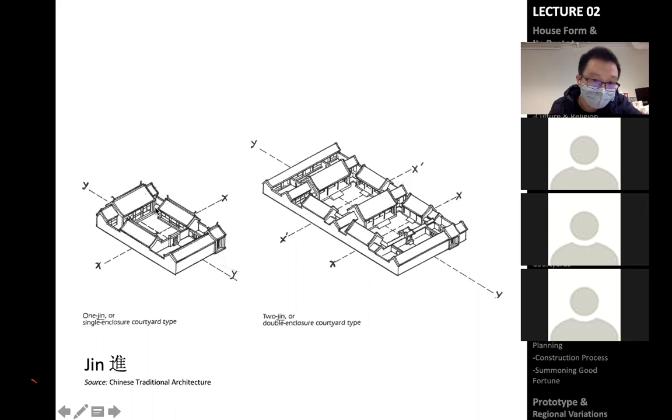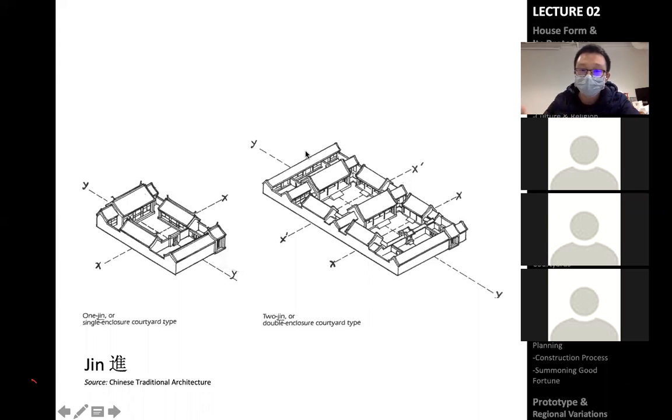one courtyard with the main building. And if you have two main buildings, this is a two Jin courtyard house on the right-hand side. You can enter into the forecourt, the first courtyard and the second courtyard, and there will be a rear courtyard in the back. They are arranged in a longitudinal way, in the direction of the depth of the building.